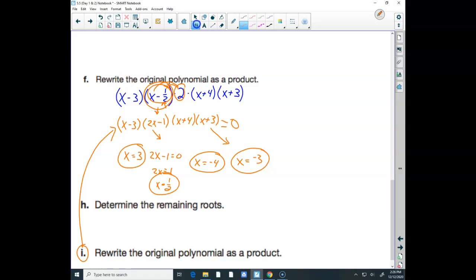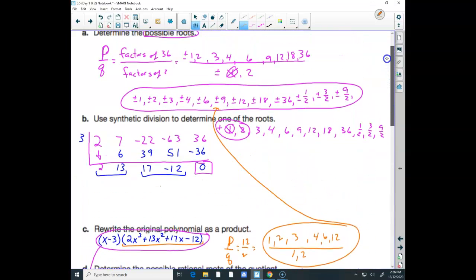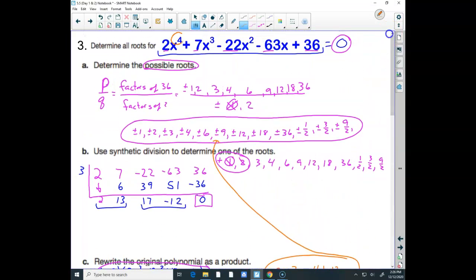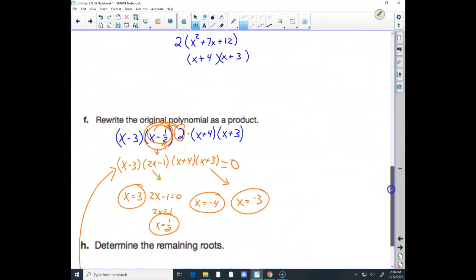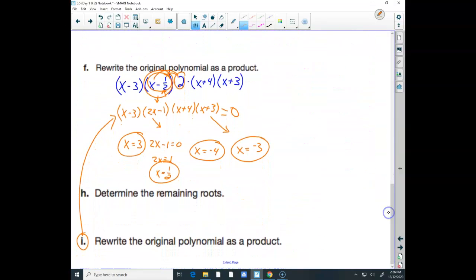So what are all my roots? 3, negative 3, negative 4, and positive 1/2. Those are all the roots. Well, check it out. In the beginning, we knew this was going to have 4 roots to it, didn't we? Due to the fundamental theorem of algebra. And it just so happens they are all real in this case. All right? Sweet deal.